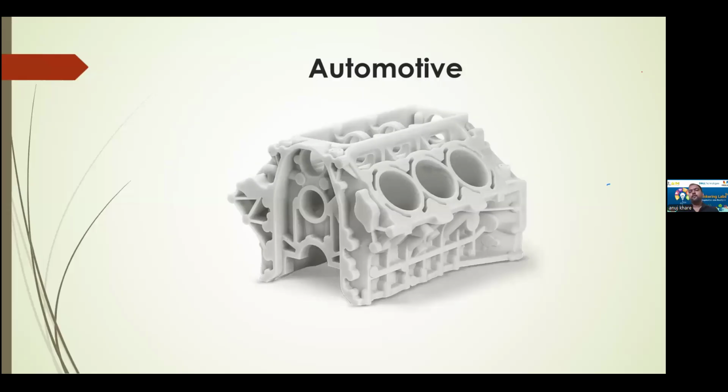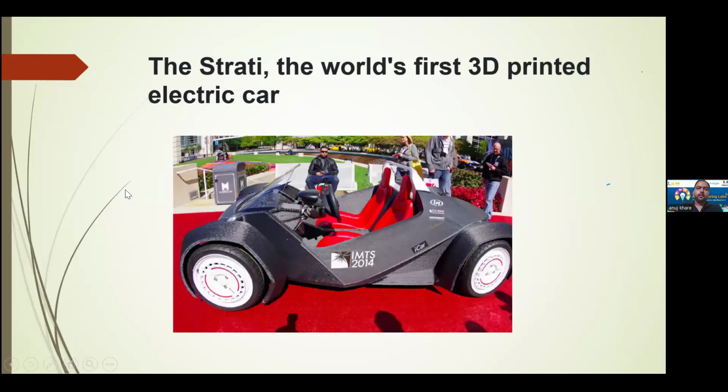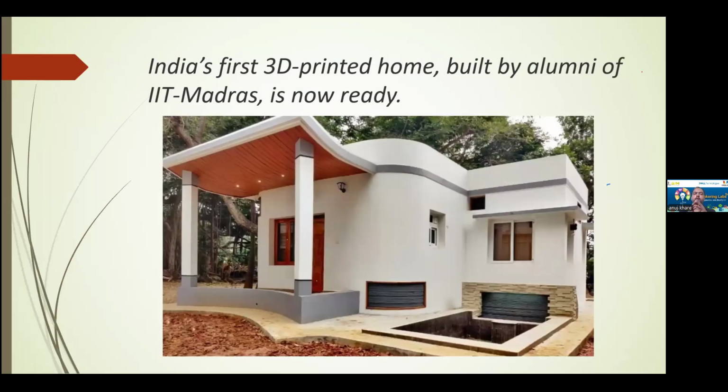Now here, the Strati. So this is a car. You are seeing the body of that car. This is the first 3D printed electric car, and that body is completely 3D printed. So you can see that at the bigger level, there is no limit of the size. We can print even a car. We can even print a home, and it can be done already.